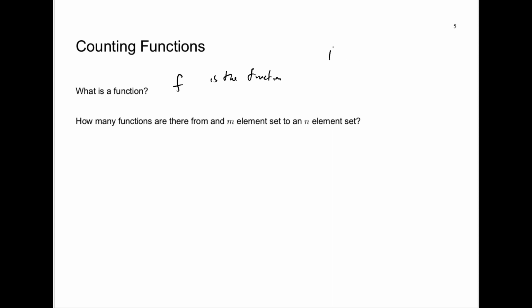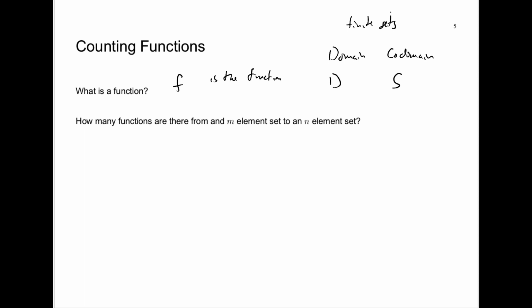Let's say that the domain is D and the codomain, I don't know, call it S. And the question is, how many functions are there from an M element set to an N element set? So in order to count them in a way like we're doing in this class, we want these to be finite sets.